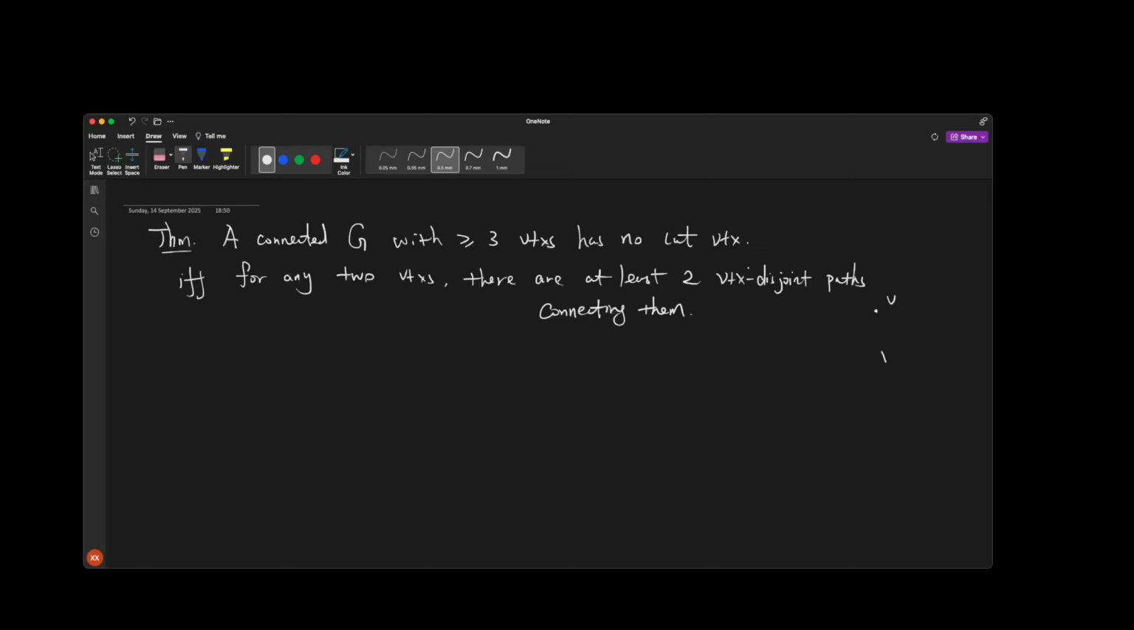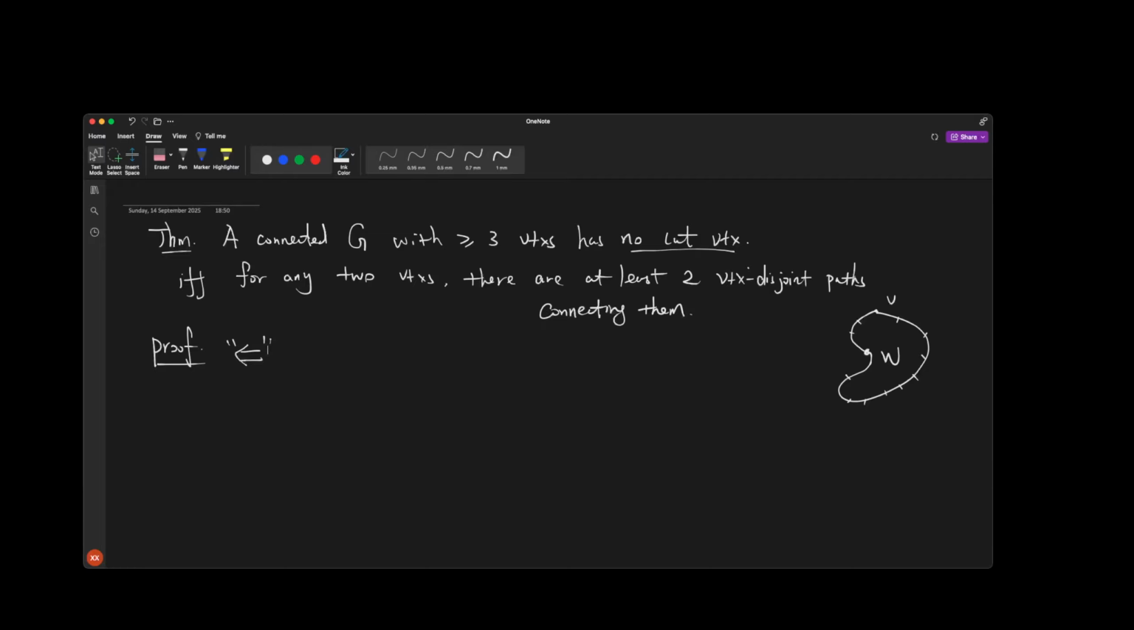So if we have v and w, there will be at least two paths connecting them, and these paths do not use any vertex twice. Okay, so the paths are vertex disjoint. So it has no cut vertex, which means exactly that vertex connectivity is at least two. Okay, so this direction is pretty clear, but I still want to explain.